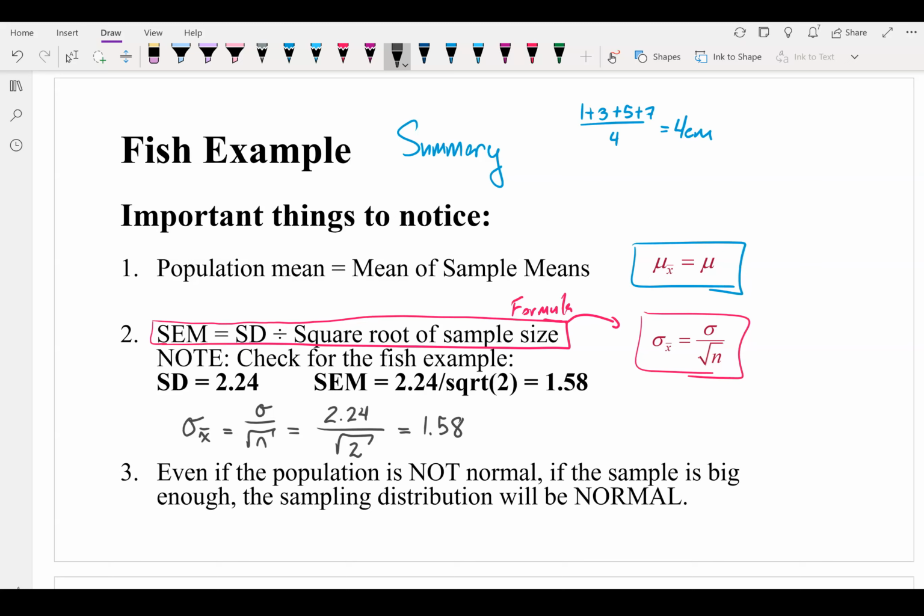And what that 1.58 means is how spread out the means are. Not how spread out the original data set is, how spread out their means are. And that can still let us really understand the data we're working with. Finally, our final point, even if the population is not normal, so in the original data set, remember it was a uniform distribution, if the sample is big enough, in this case we had 16 samples, the sampling distribution will be normal. And once again, this is also known as the central limit theorem.